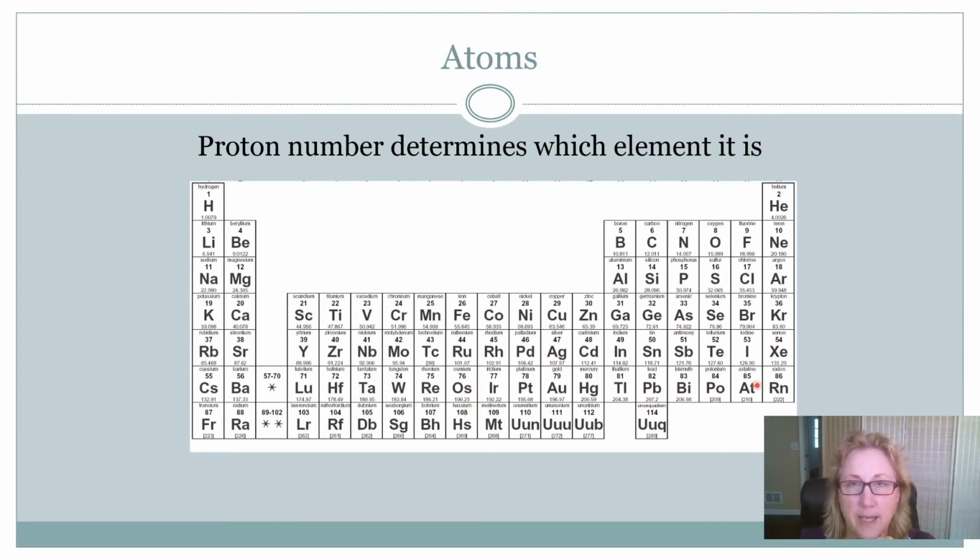So here's a periodic table, and you'll notice here that each element has both a symbol that's either 1 or 2 letters and a number. That number, which we call the atomic number, is the number of protons. The number of protons determines what element it is. You can change the number of electrons, it's still the same element. You can change the number of neutrons, and it's still the same element. But if you change the number of protons, it changes which element it is. So that's the only piece of information you need to determine which element a particular atom is: the number of protons.